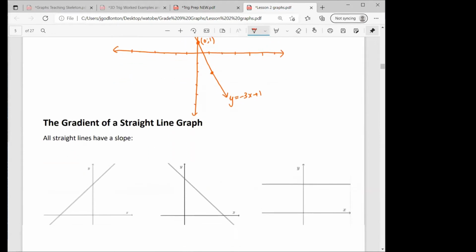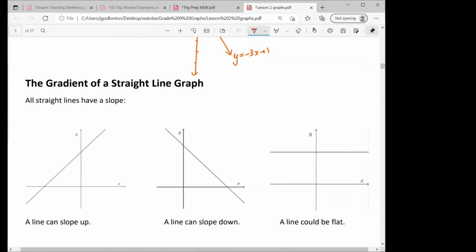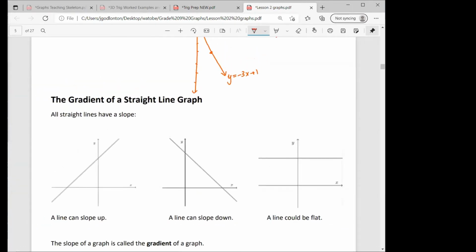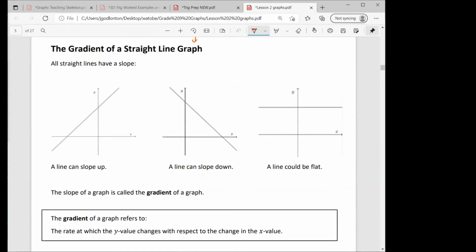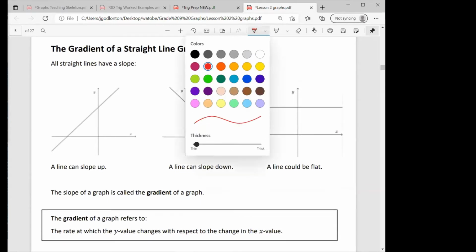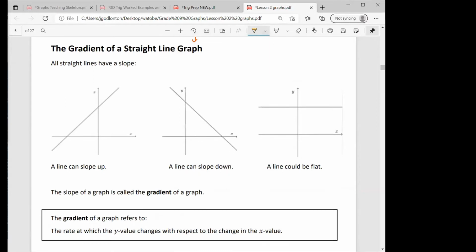So today, we're going to be talking about the gradient of a straight line. So what I've got over here is just like a little explanation of what a gradient is. So for those of you who like to write things down, you're welcome to write. And if I'm going too fast, you just let me know. But basically, when we have a gradient of a line, we've got different options of what could happen.